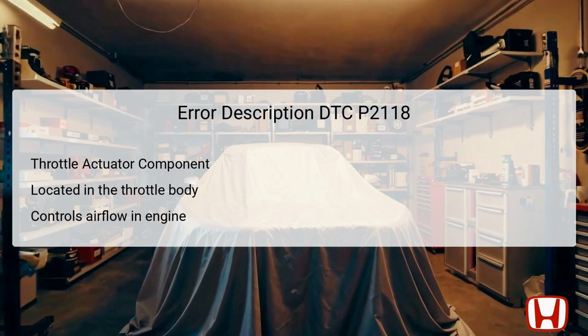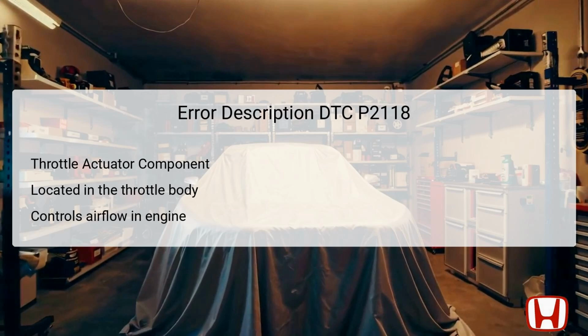The error description of DTC P2118 involves the throttle actuator, which is an integral component located within the throttle body assembly of the Honda Pilot. Its primary function is to manage the engine's airflow by adjusting the position of the throttle plate based on the driver's accelerator pedal input. When the actuator does not perform within the expected current range, it indicates a problem, thus triggering the DTC P2118.